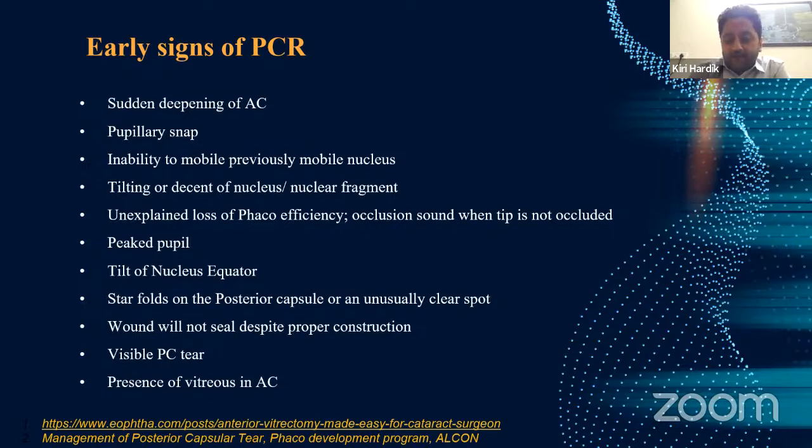The meaning of unusual clear spot is the sudden appearance of a red glow, because there is no PC, so suddenly a fundal glow will appear, which is bright red. This is also indicating PCR. The wound is not sealing despite proper construction, because the vitreous fiber will not allow closure of the wound. A visible posterior capsular tear, or a presence of vitreous in the anterior chamber. These are the signs which will tell you that there is a PCR.